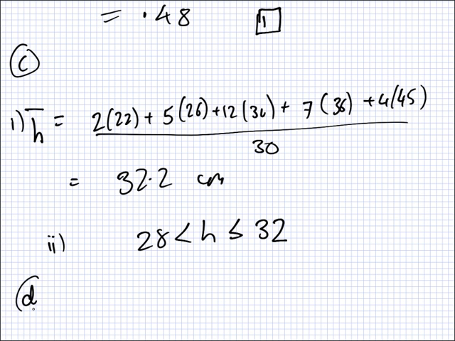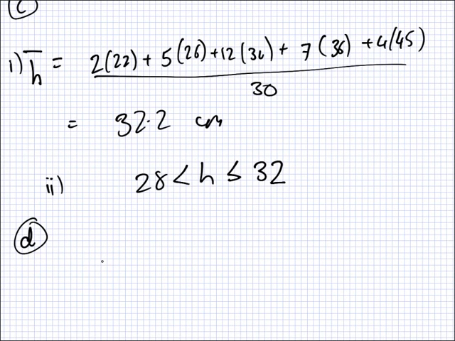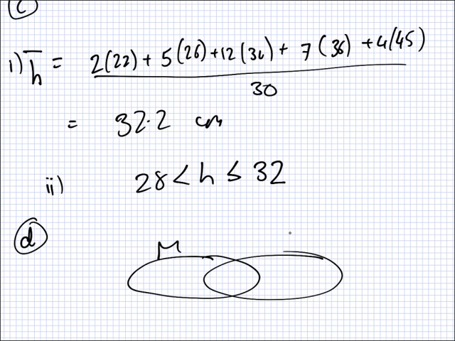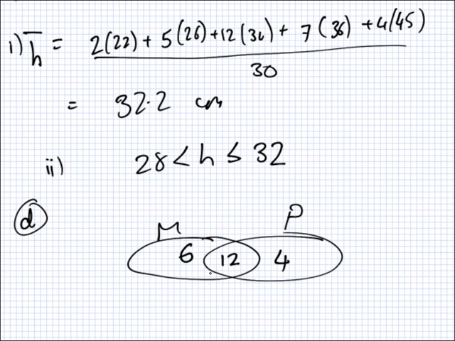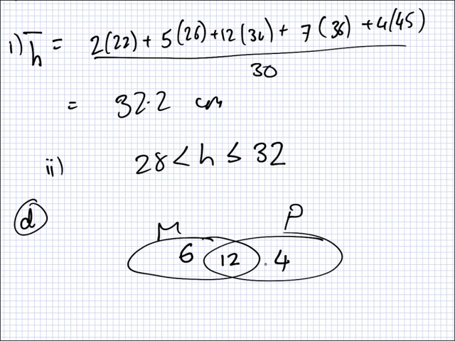D. 25 students, 18 study maths, 16 study physics, and 12 study maths and physics. Draw the Venn diagram. Maths, physics, 12 study both. In total there's 22 here, isn't there? So if there are 25 students, there must be 3 on the outside who study neither maths nor physics.